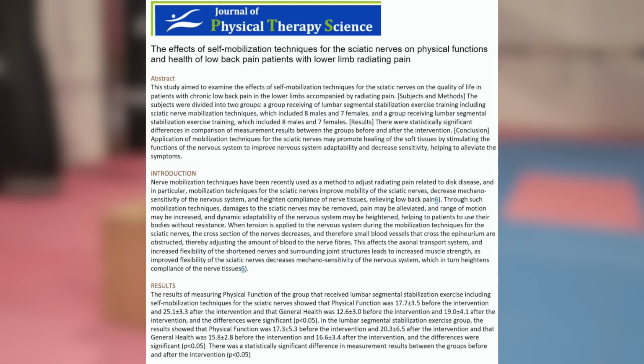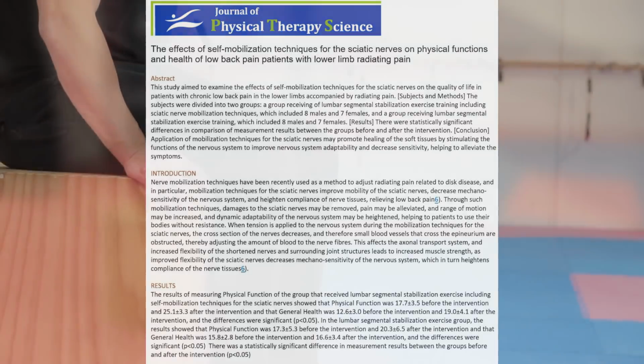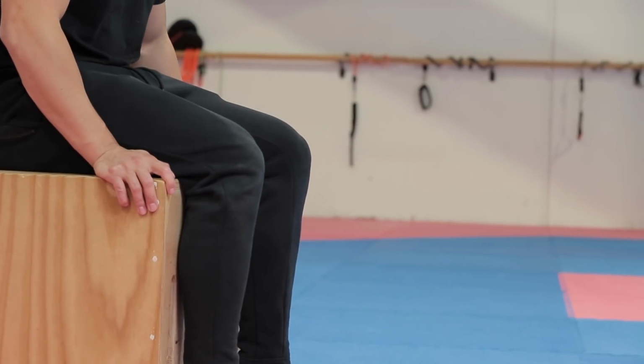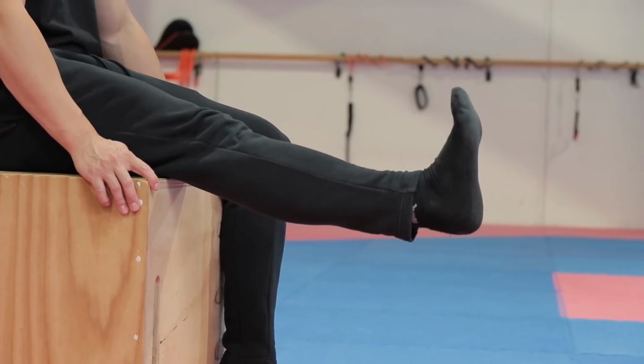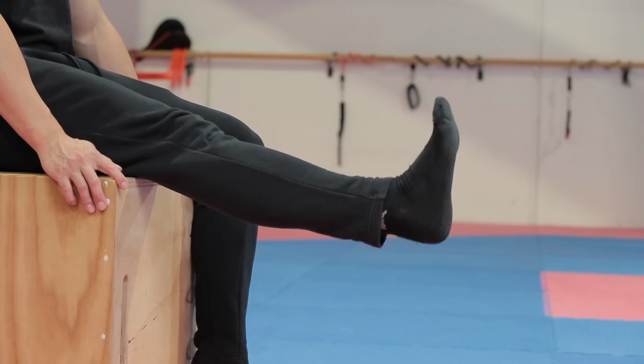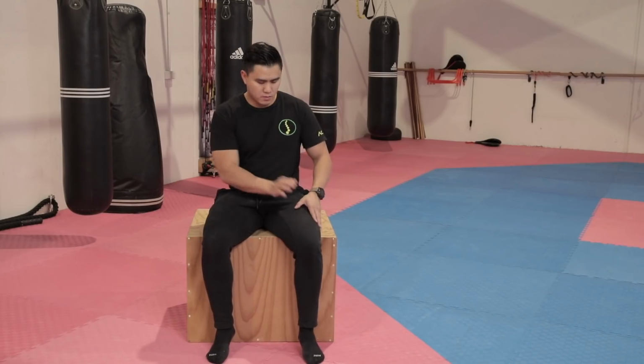The research was done on 2 groups. Group 1 was to do stabilizing exercises and nerve mobilization techniques, and Group 2 was to do only stabilization exercises. Group 1 appeared to have much larger improvement with physical function and general health compared to Group 2. Hence why I highly recommend doing stretches and exercises to help you have pain relief and improve your health. So please try out the back exercises on this channel as well.